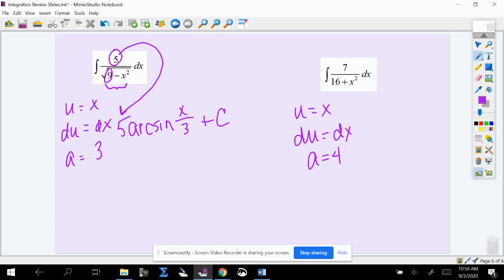Now, with arctangent, and that's what this is, you always have a 1 over a in front of your arctangent. You're also going to have the 7. I'm not going to forget about this time. So you're going to have a 7 over 4 as your coefficient, and then you're going to have your arctangent of x over 4 plus c.